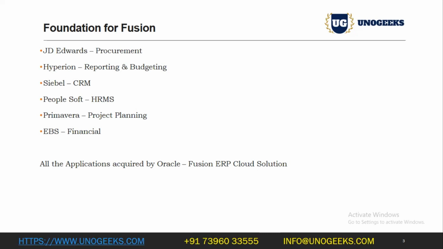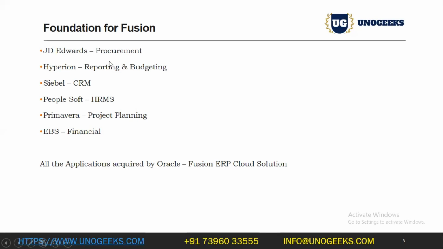Earlier we used to, let's take a few examples here: procurement, JD Edwards; Hyperion, reporting; Siebel, CRM; PeopleSoft, Human Resource Management System; Primavera, related to project planning; and EBS is financials. These are all different ERPs, just as Oracle Cloud, SAP or Dynamics are ERPs. Of course, each ERP is specialized in each module.